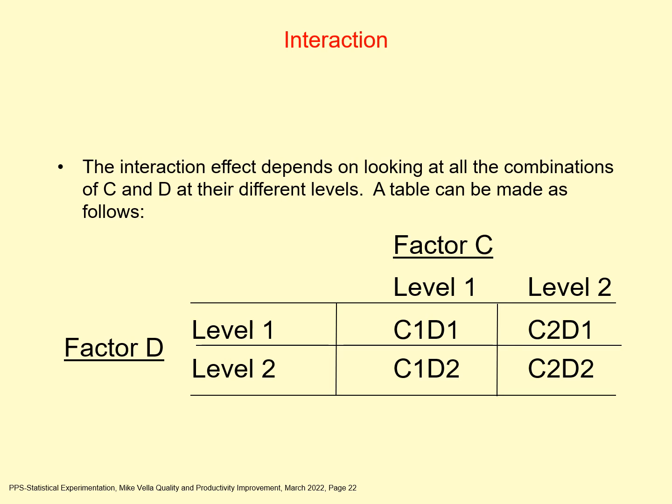Let's talk a bit about interaction. The interaction effect depends on looking at all the combinations of C and D at their different levels. A table can be made as follows. So across the top, factor C, across the side, factor D, and an interaction table is C1D1, C2D1, C1D2, and C2D2. Those are the possible interactions between C and D.